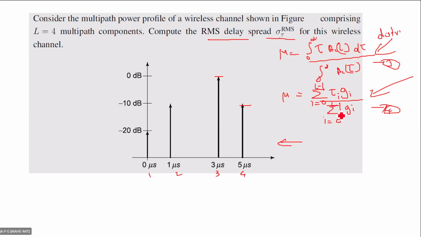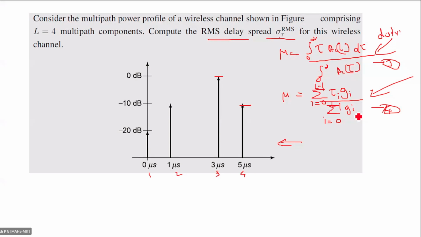So instead of integration, we can represent the same thing using summation. The delay spread can be found using another set of equations, that is summation i is equal to 0 to L minus 1 tau i g_i by summation i is equal to 0 to L minus 1 g_i.